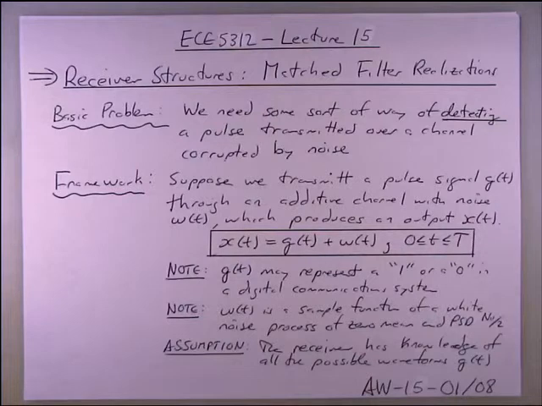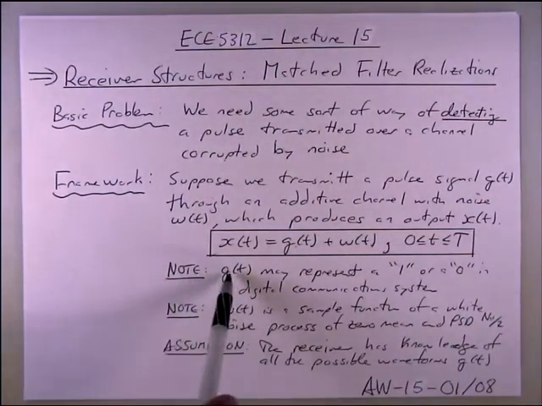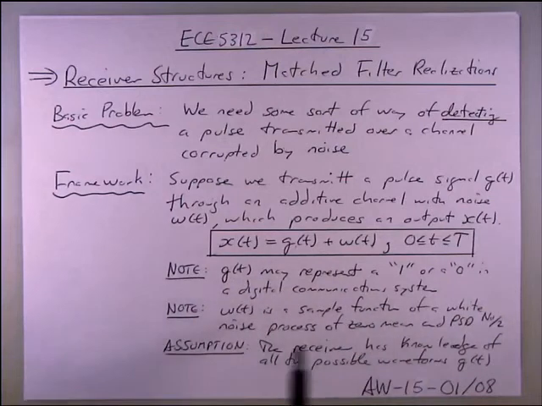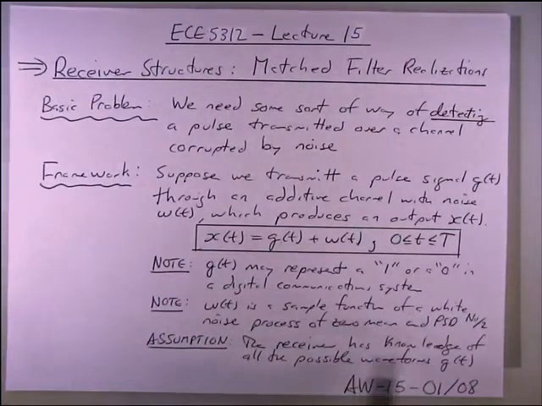Okay. So given that, suppose we have a received signal x of t, and it's equal to some embedded waveform. It could be s1 of t, s2 of t, s3 of t. It could be any s of t, and w of t is some sort of sample function of a white noise process. So every instant, let's say we discretize this waveform, is going to be essentially some white noise process, meaning uncorrelated from point to point. Now, we make the assumption that the receiver has knowledge of all possible waveforms g of t that it can receive.